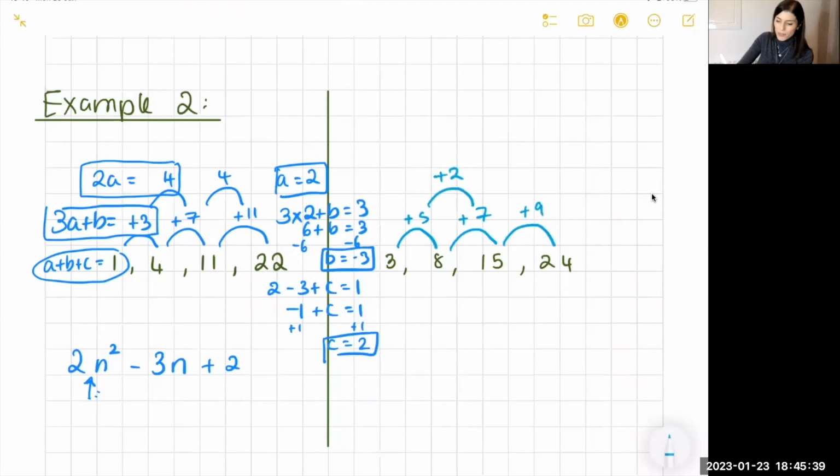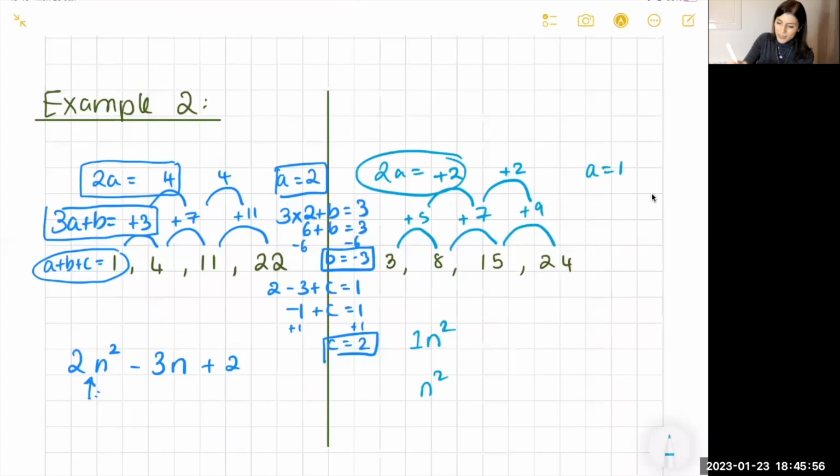So the second difference is 2. If the second difference is not the same, then you've done something wrong, or it's not a quadratic sequence. Okay, so we work out what our 2a is. So a must be equal to 1. And make sure you put that in front of the n squared, or just n squared is fine.